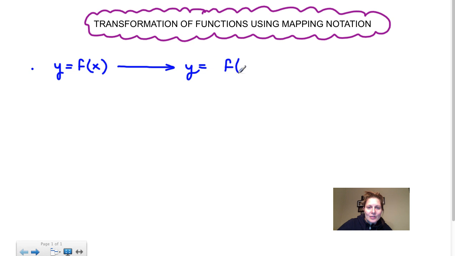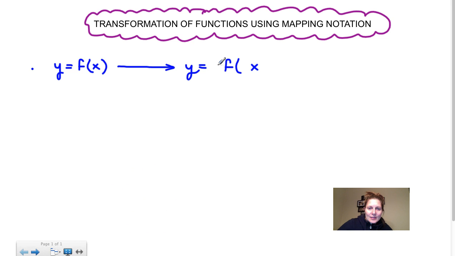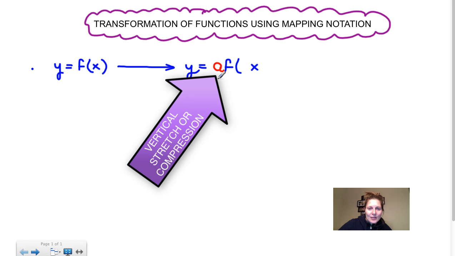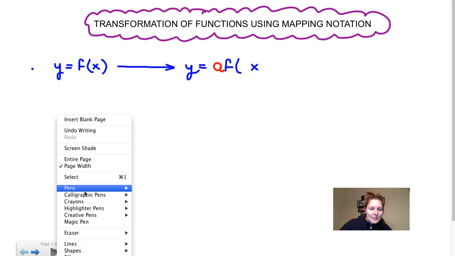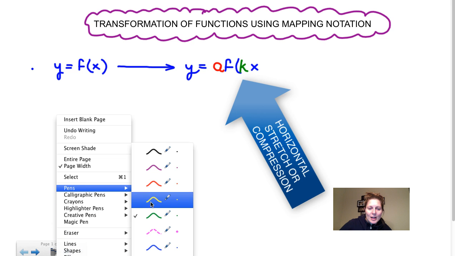So we're going to keep the old function, which is our f of x function, like this. And I'm just going to change pen colors so you can see all the different places we can add changes to the function. If we put something at the front of a function, it's called the a value, and it's going to cause a stretch or a compress to that function. If we put something in front of the x value of the function, it's called our k value. It will also cause a stretch or compress, but this time along the x-axis.